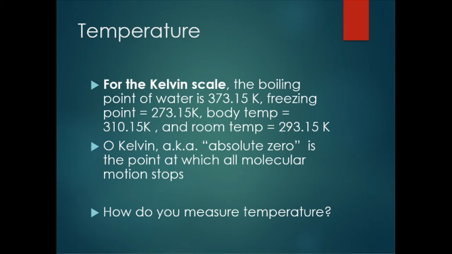Okay, for the SI unit, we like to use the Kelvin scale. It's based on absolute zero. 0 Kelvin is as low as the number can go. There are no negative numbers inside there. It's where all molecular motion stops. How do you measure temperature?